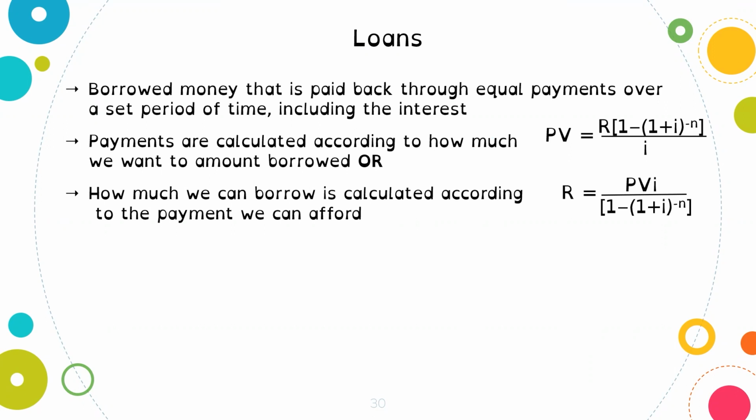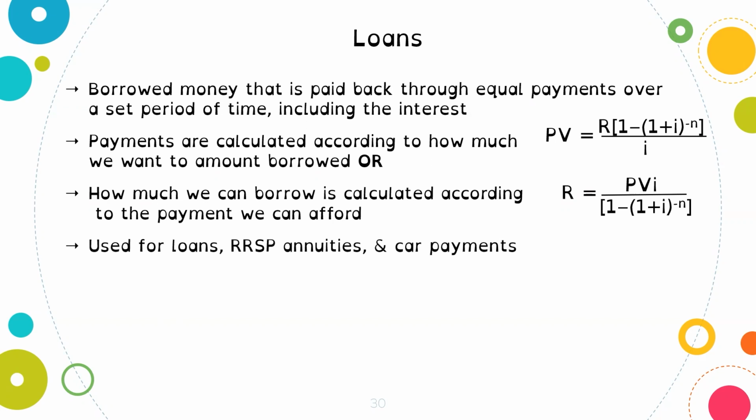So PV equals R times 1 minus 1 plus I to the exponent negative N, all over I, or R equals PV times I over 1 minus 1 plus I to the exponent negative N. So this is used for loans, RSPs, annuities, or car payments. Anytime you are calculating your payment, these are the formulas that you can use. It doesn't matter the situation. If you're trying to calculate payments, this is what you would use.